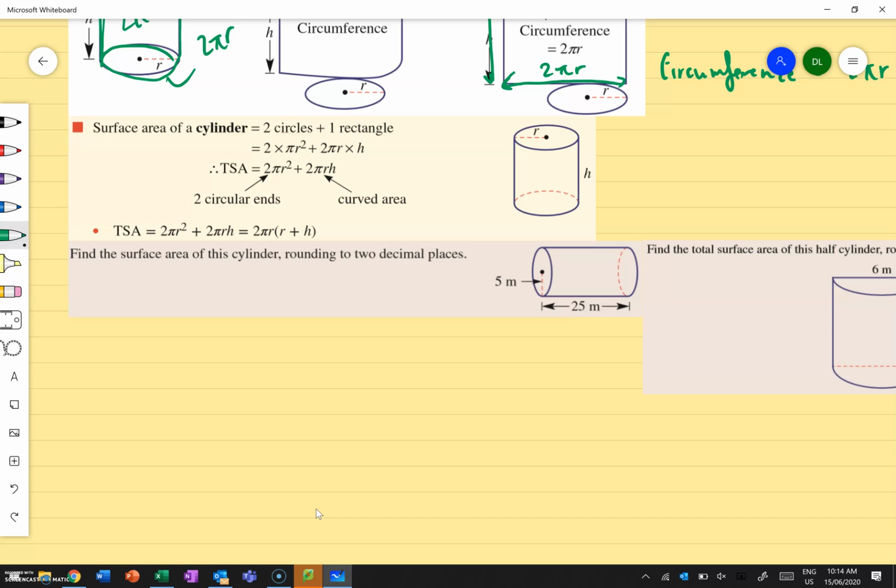What's the radius of my circle? 5, perfect. So r equals 5. So what's the formula again? Pi r squared, good. Pi r squared. You just square the radius, which gives me 5 squared, which is 5 times 5, which is 25, easy. 25 pi, I've got 2 of them.